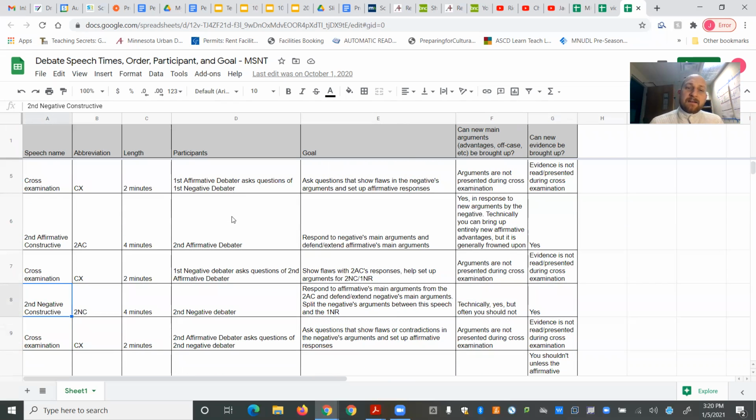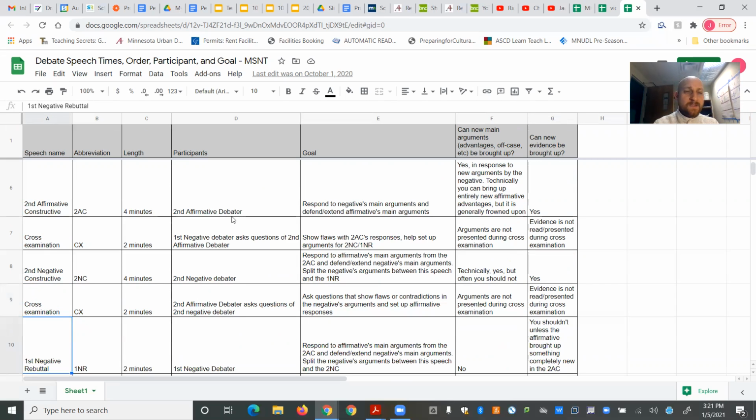Same thing is true of the second negative constructive. You probably shouldn't need that much prep time for it. I do think it's a good time to take prep time so that you can talk with your partner and figure out how you want to split the block, figure out who's going to take which arguments, and then make sure you have those arguments ready. So I would probably take maybe a minute, maybe 2 minutes here in most debates if I was the negative team.